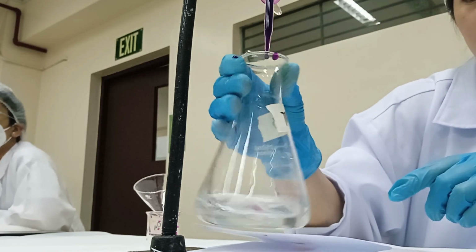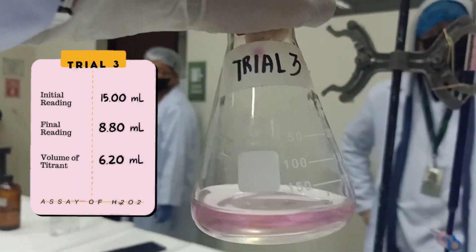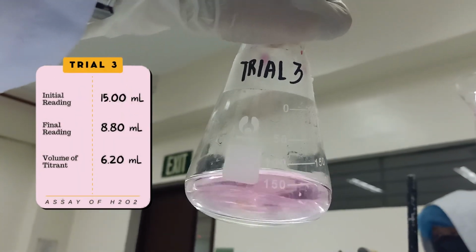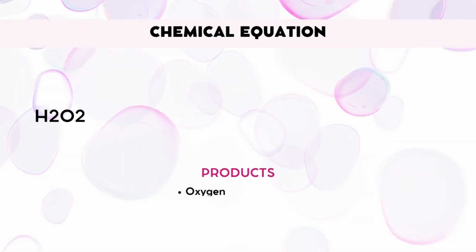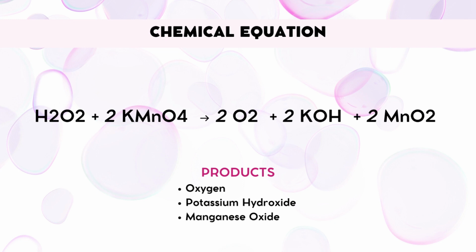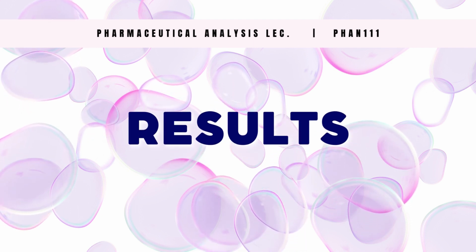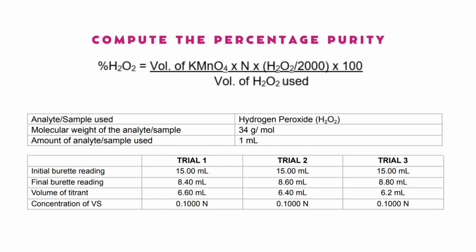In this assay, the equivalence point is achieved after adding an average volume of 6.40 ml of 0.1 normal potassium permanganate solution. The products of the chemical reaction in this assay are oxygen, potassium hydroxide, and manganese oxide. Compute for the percentage purity of the hydrogen peroxide using the formula below.